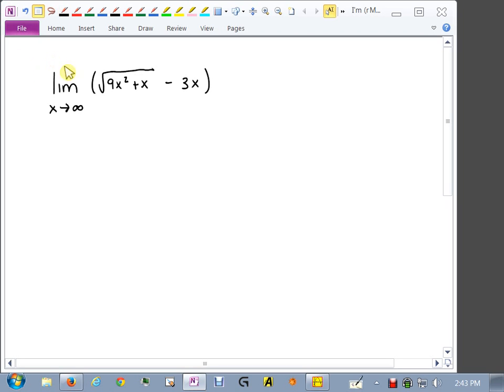Okay, so what's happening as x goes to infinity here? What is this becoming? Infinity. Square root of infinity is infinity. You take away 3 times infinity, you have infinity. So we have a form infinity minus infinity.